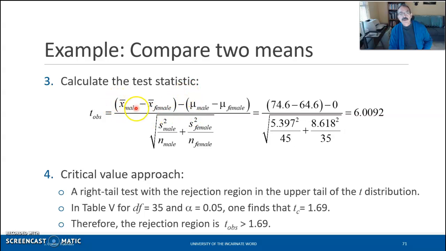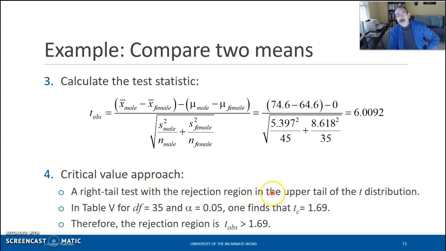And so here's the difference of the averages of salary, the sample averages of salaries for males and females. And the difference of the means under the null hypothesis is 0, so that's set to 0. And then we have the ratio of the variances to the sample sizes for both samples. So you plug in the numbers in here, and if you carry out that calculation, the t observed is 6.0092.